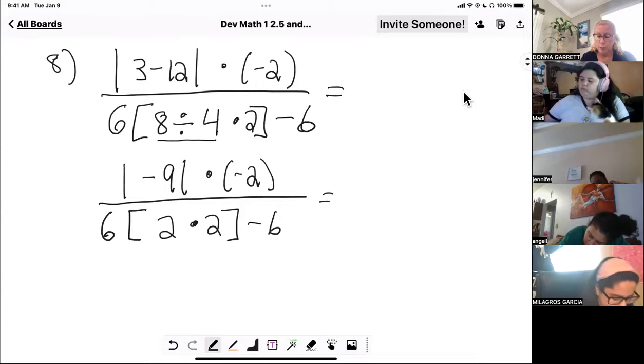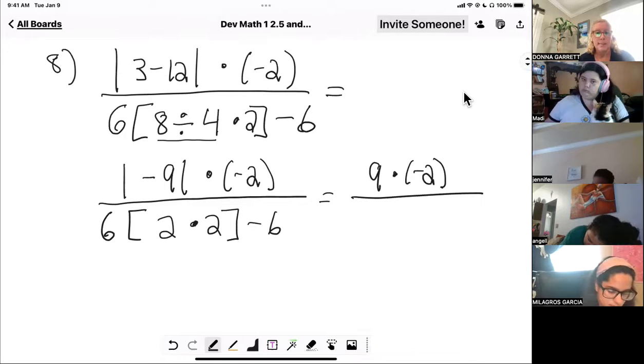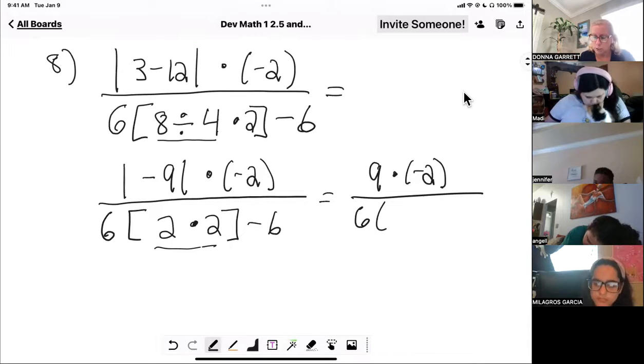And now the numerator: the absolute value of -9 is 9. So 9 times -2 is just left in our numerator. Denominator, I'm going to do this parentheses here still. So 6, now I'm going to simplify that, so I'm going to put it in parentheses. You can leave it in a bracket, but mostly you're going to see parentheses. 2 times 2 is 4 minus 6.